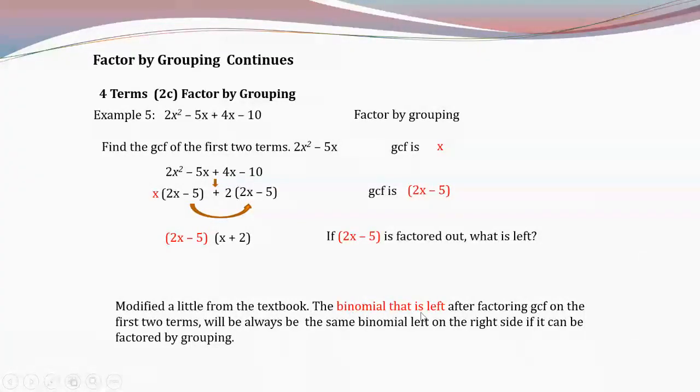Here's what it says: the binomial that is left, right? The binomial that is left after factoring out will always be the same on the left side as on the right side. So, for example, this was what's left, right? So what's on the left, you automatically put on the right. When you can do it by grouping, whatever I factored out, whatever was left, in this case 2x minus 5, you automatically put it on the right side, and it will work.